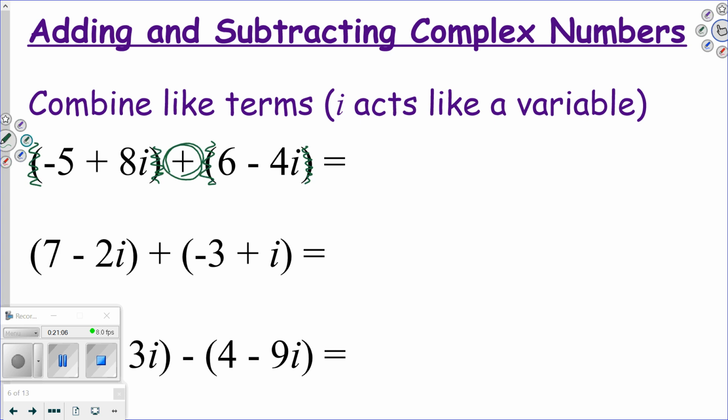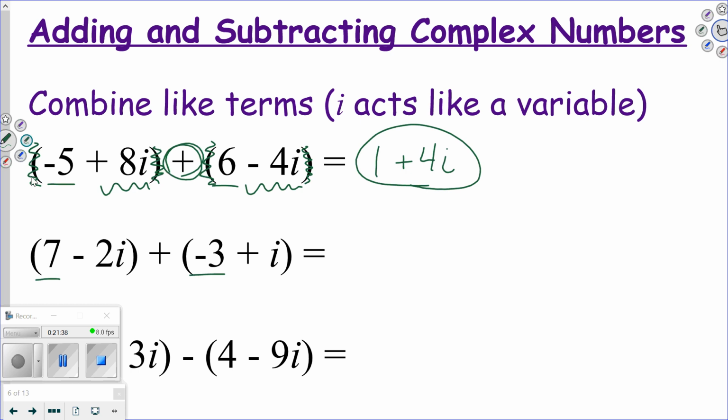So what's -5 and 6? 1. Good. And then I have 8i minus 4i. A positive 4i. Ta-da! That's it. Okay, the second one. Are the parentheses necessary? No, it's just an addition problem. So just put your like terms together. 7 minus 3. And -2i plus i. It's -i.